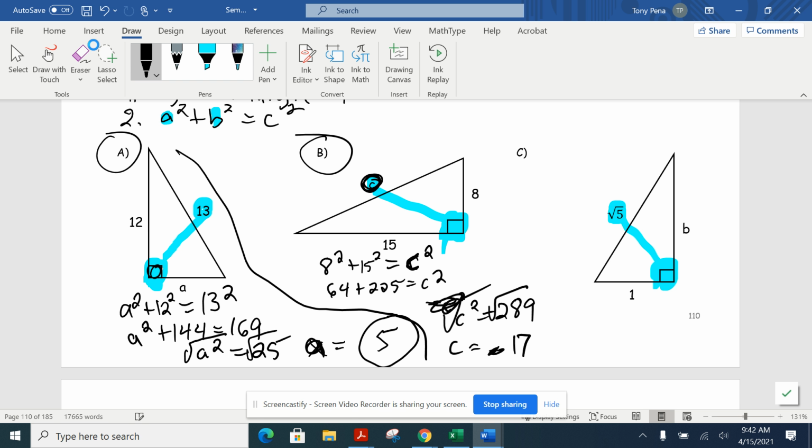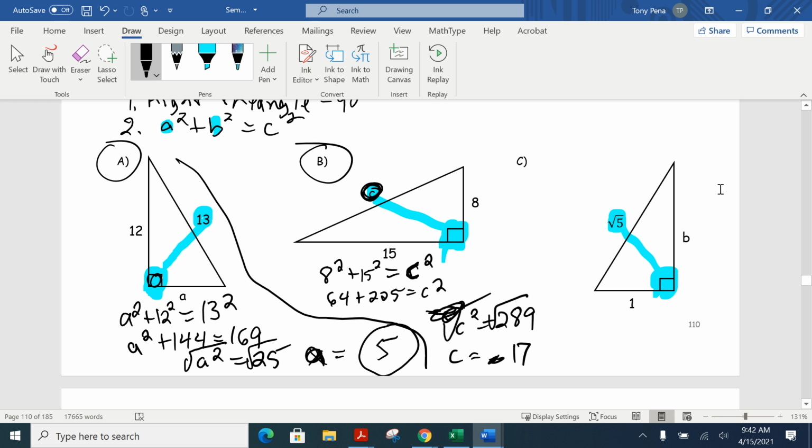Okay. All right, and then the last one. Actually, try that one real quick. A little more weird because you got a radical for an answer, but it's still the Pythagorean theorem. You're still going to substitute accordingly, and then from there, see if we can handle how that's going to play out.